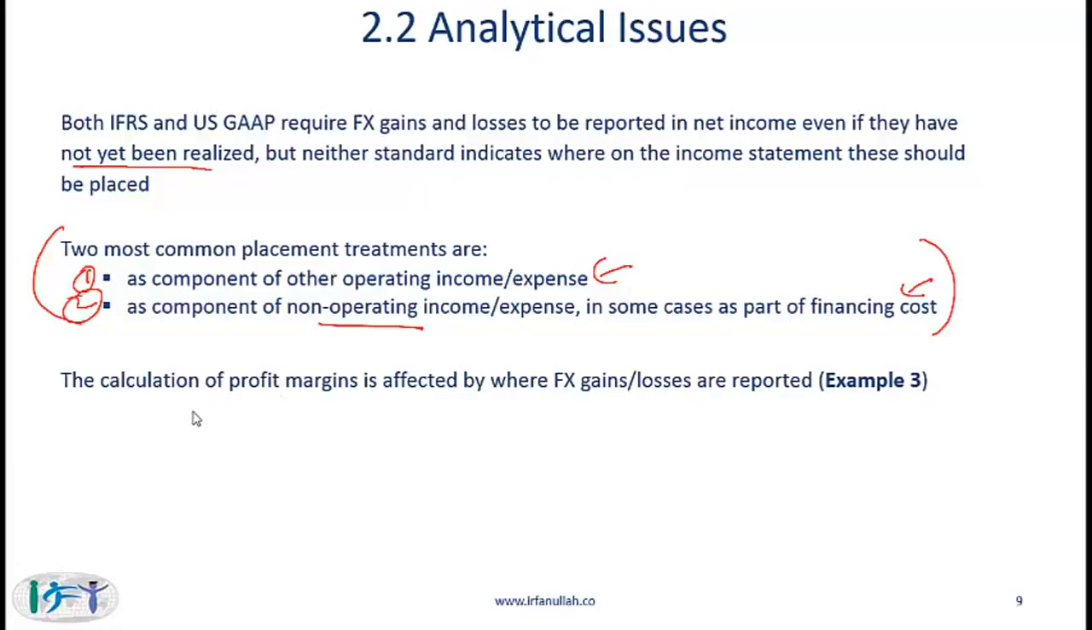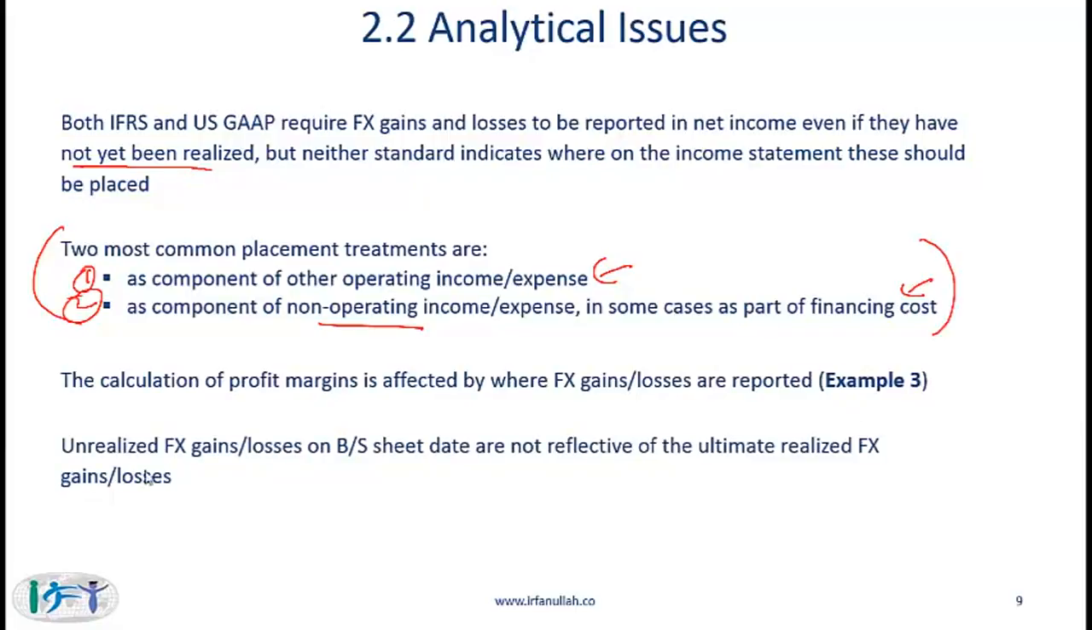Example 3 in the curriculum illustrates how the calculation of profit margins, especially operating profit margins, are impacted by foreign currency gains and losses. This is a very simple example, so I'm not covering it here, but I would like you to read this from the curriculum. Also, as we saw in example 2, unrealized foreign currency gains and losses on the balance sheet date are not reflective of the ultimate realized foreign exchange gains and losses.